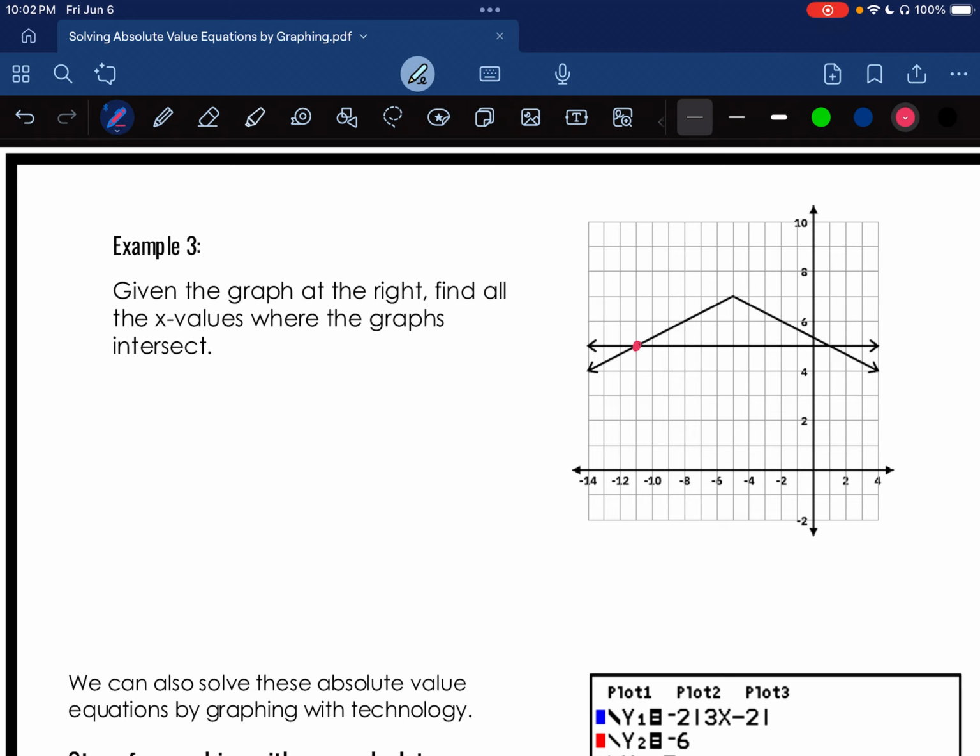Alright, so hopefully you notice right there and right there. So that's -11 and 1.